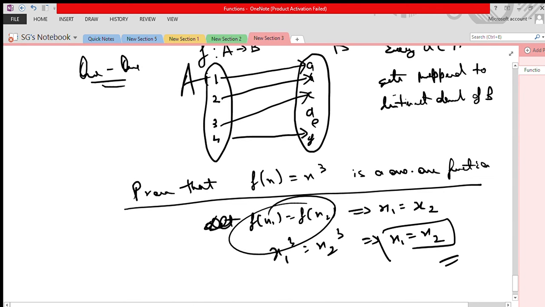Therefore what we can say is that this gives you the one-one function mapping.